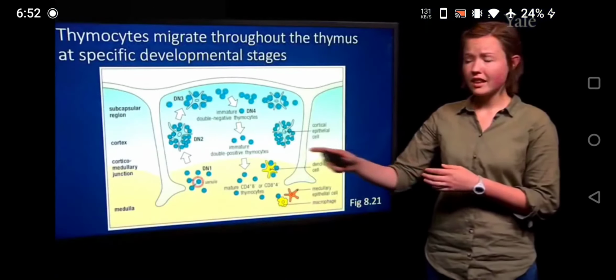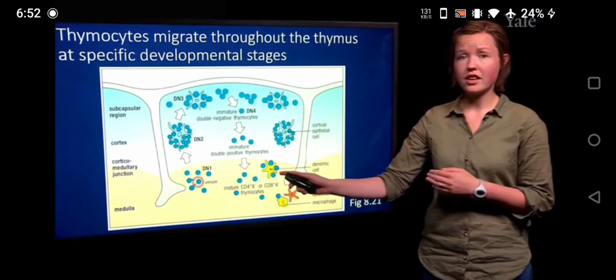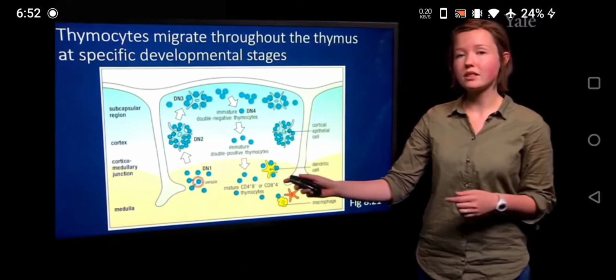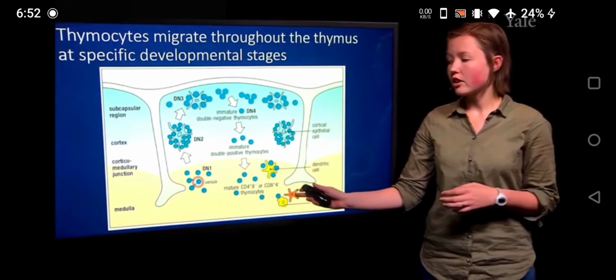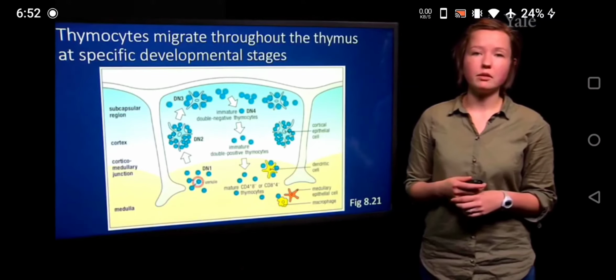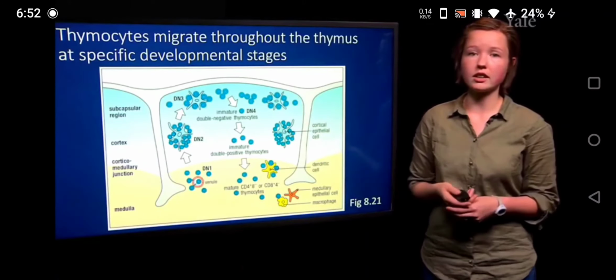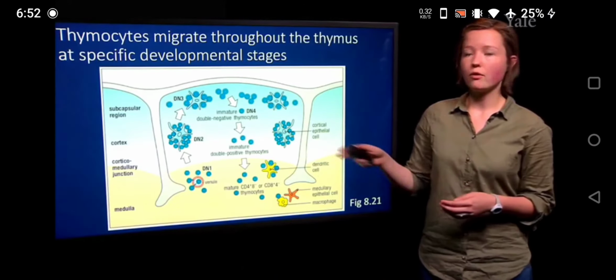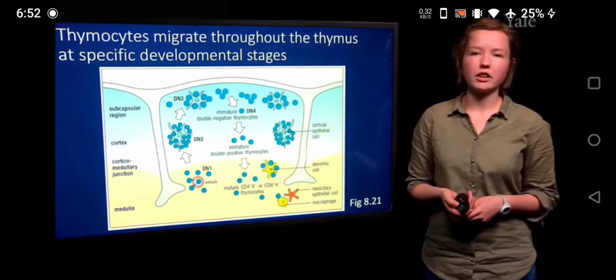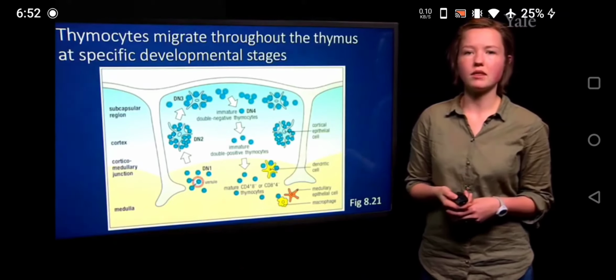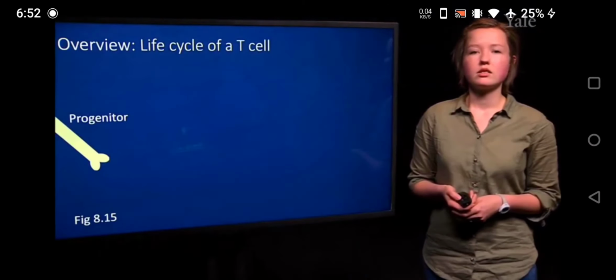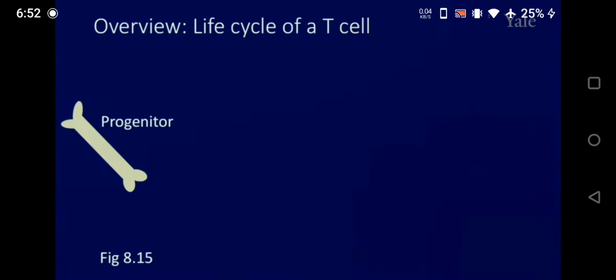But the T cells, or the cells that will become T cells, enter through the medullary region of the thymus, move up through the cortical region during key steps of development, before moving back to the medullary region in which they conclude development.